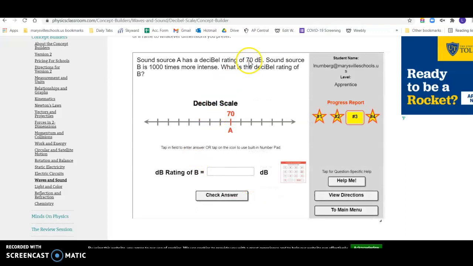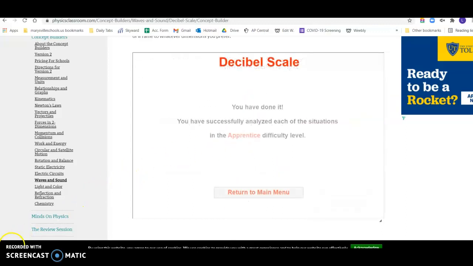And finally, if it's 70 and it's 1,000 times more intense, 1,000 is 10 to the third. So I need to add 10 3 different times. So my answer to this one would be 100. And the master's level is going to be pretty much the same thing.